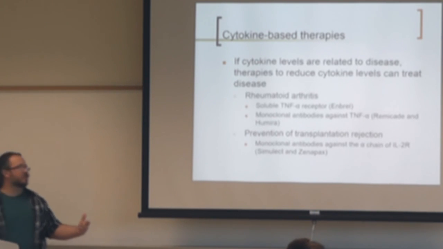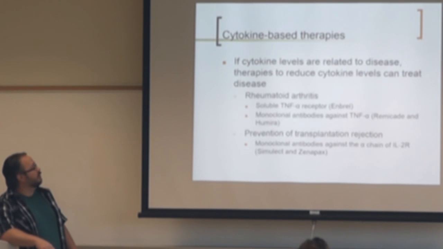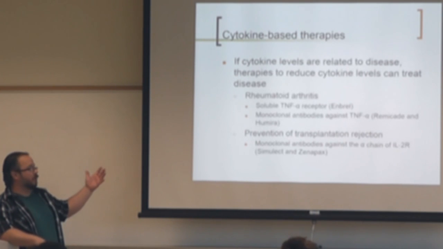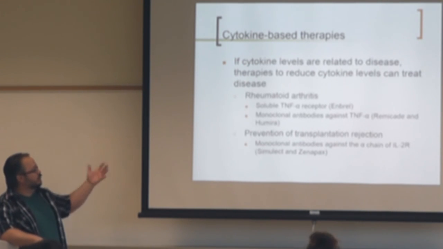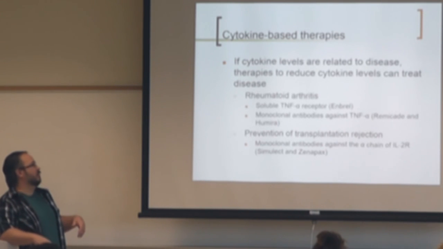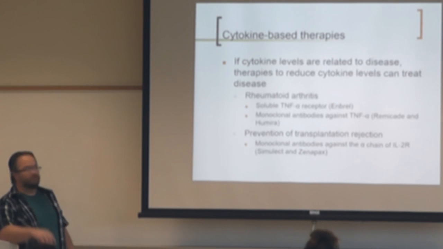The good news is there are cytokine-based therapies for a lot of these. For example, IL-1 alpha or IL-1 beta, and some of these TNFs, may be involved in rheumatoid arthritis. And to treat rheumatoid arthritis, we can block some of these cytokines.